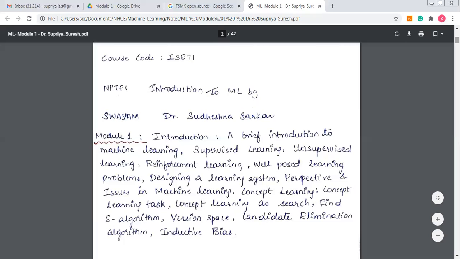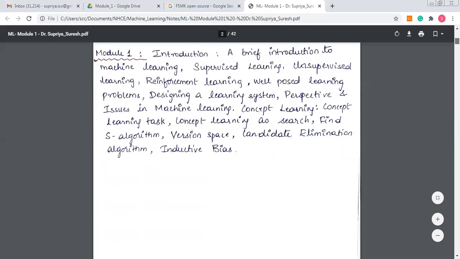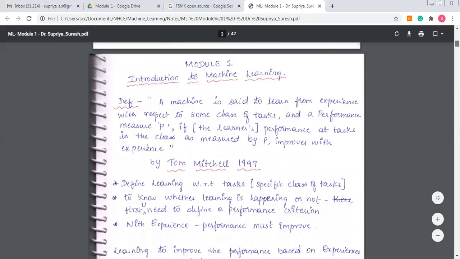To begin with the session today, let's go ahead with the introduction to machine learning. This is your module one and it begins here. Introduction to machine learning. What exactly is machine learning? Is there any definition that states what machine learning is?